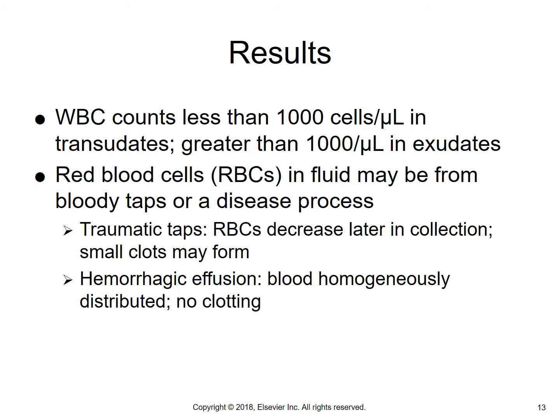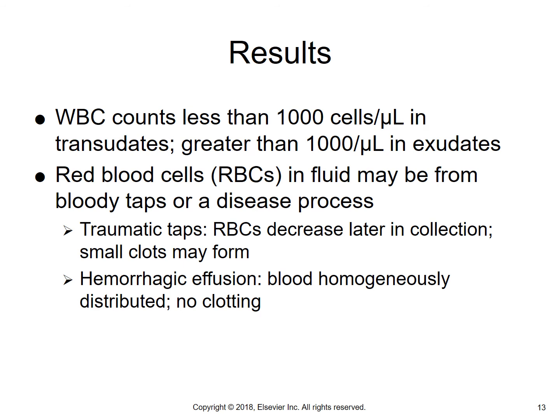So usually with your white cell counts that are less than 1,000 cells per microliter, this may help classify them into a transudate category. Whereas if you see greater than 1,000 white blood cells per microliter, you may classify this into an exudate type of category.